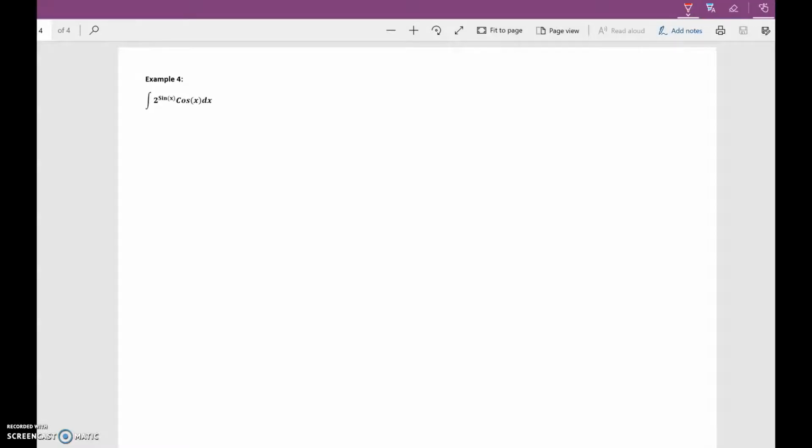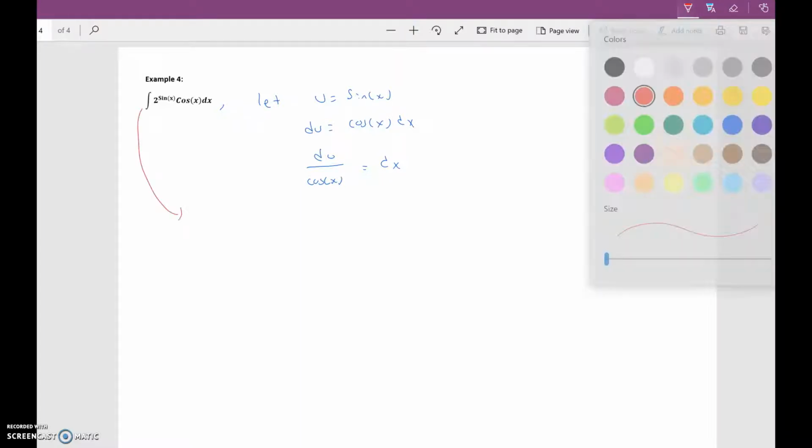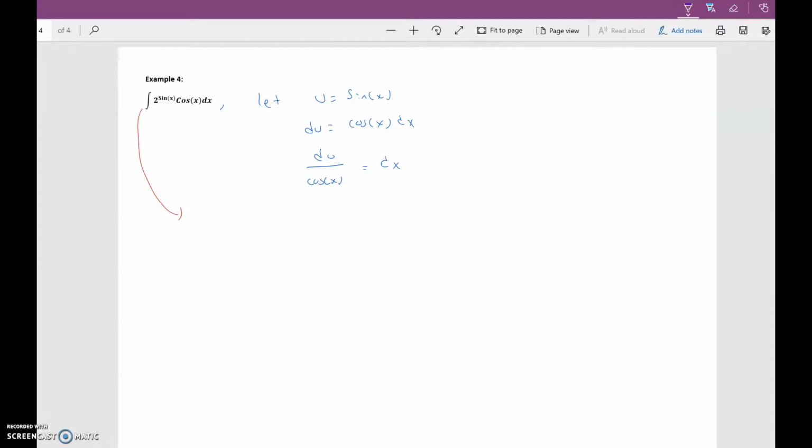One possible approach, and this may not actually work, is to let u equal sine of x. Then du is equal to cosine of x dx, and du over cosine of x is equal to dx. So we could try the old u substitution and see if that works.